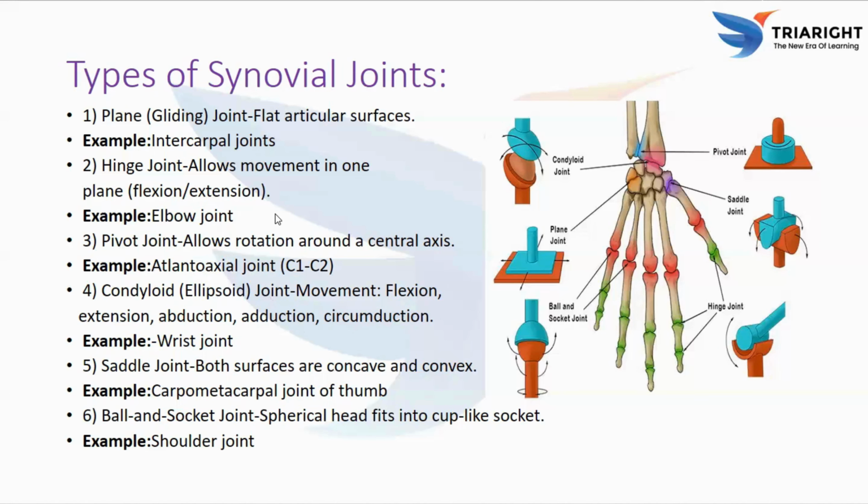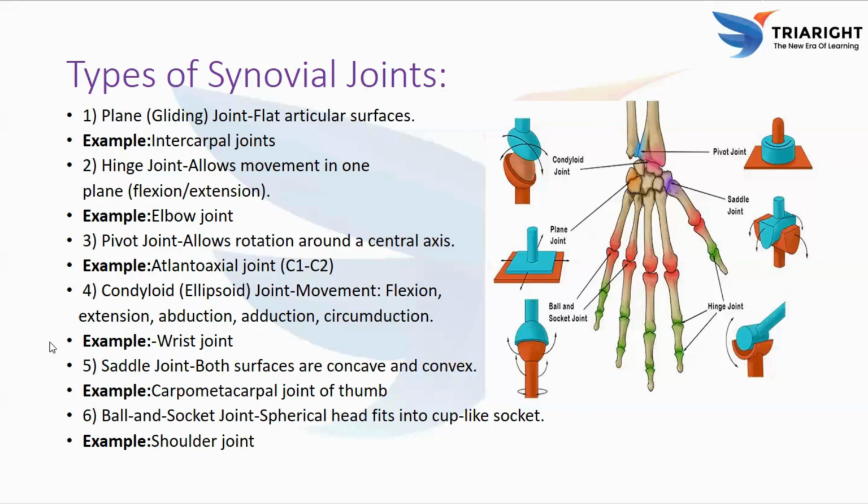So next it is ball and socket joint. It is the most mobile joint type. It allows flexion, extension, abduction, rotation, and circumduction. So what is the example? The shoulder joint, hip joint, like a ball rotating inside a cup. So these are the types of the synovial joints.